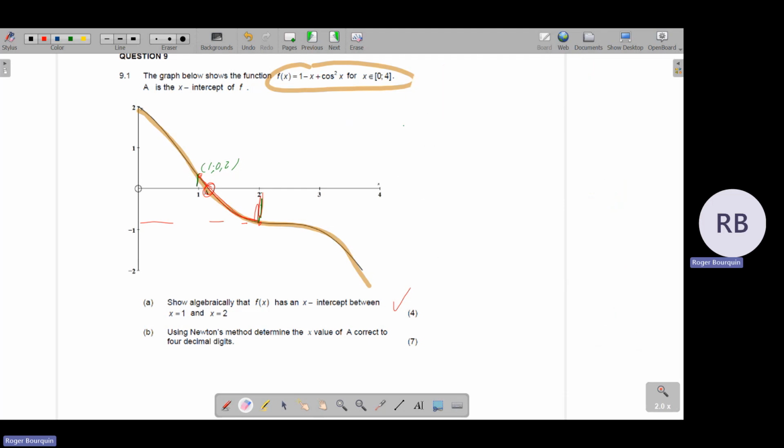And remember, to show it's continuous, you basically just have to have no denominator that's a variable between 1 and 2 that will make that bottom equal to 0.